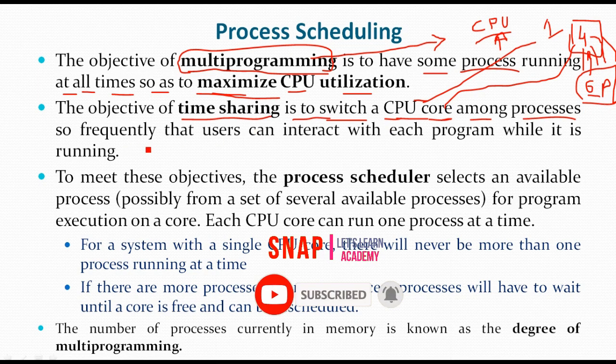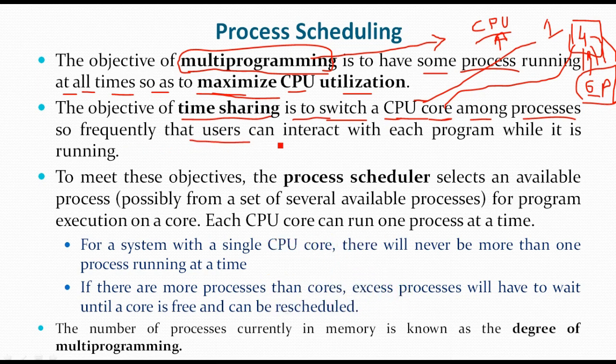So that users can interact. Assume there are 4 users, so frequently that users can interact with each program while it is running. Now 4 processes are running and users can interact with those programs. Once any 2 of these 4 complete their execution, the 2 cores get free and the 2 processes which are on hold can get those 2 cores.